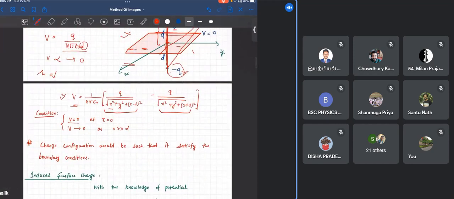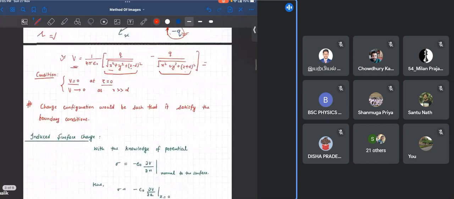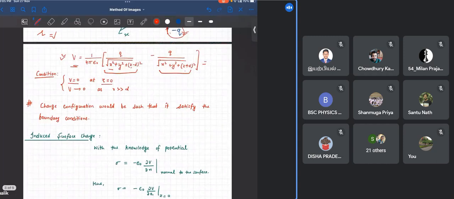And the condition V equals 0 at z equals 0 can be seen here. If you put z equals 0, the potential will become 0. And at a large distance, where r is just square root of x square plus y square plus z square, as this term becomes very large, the potential will become 0. So this potential will satisfy the exact boundary conditions.